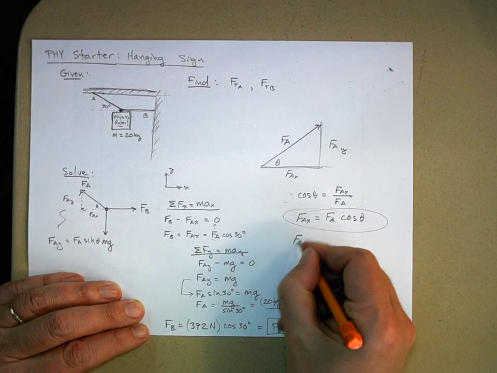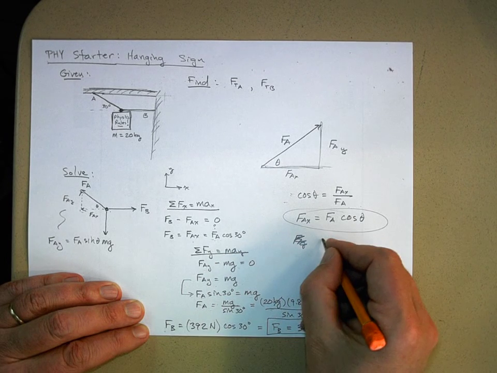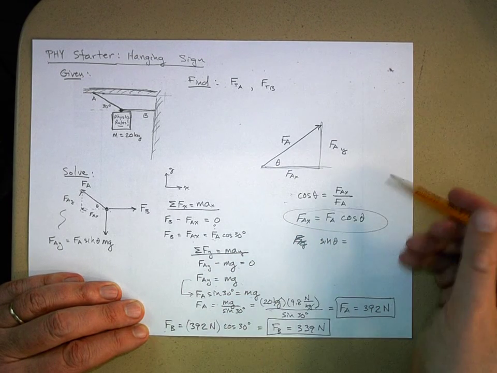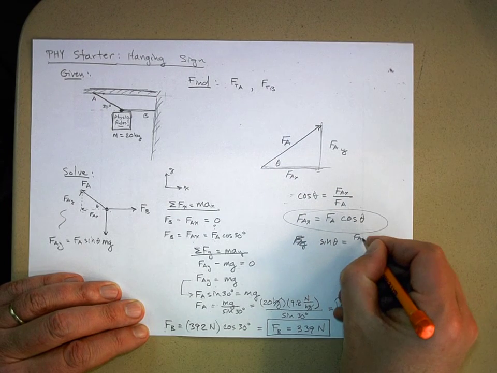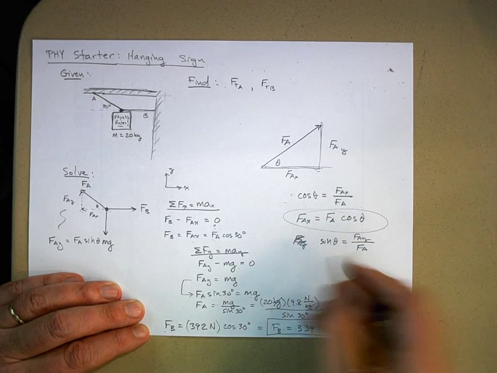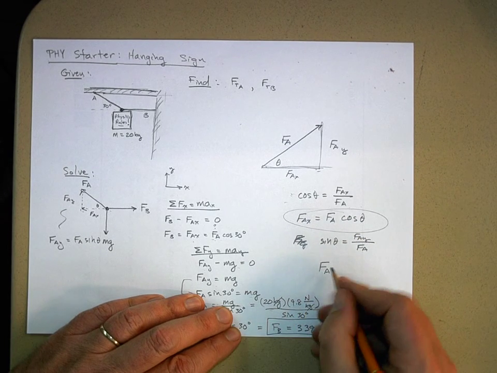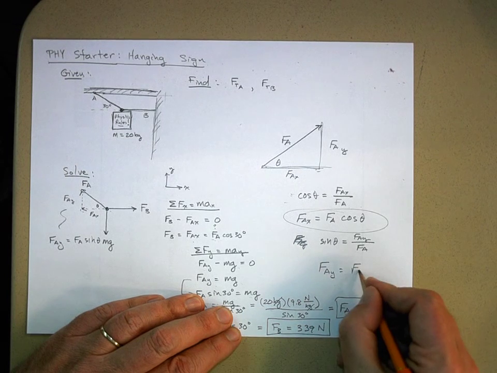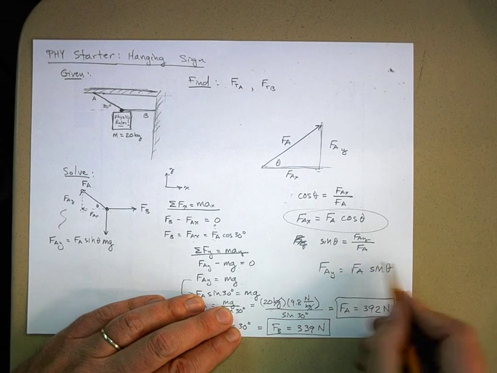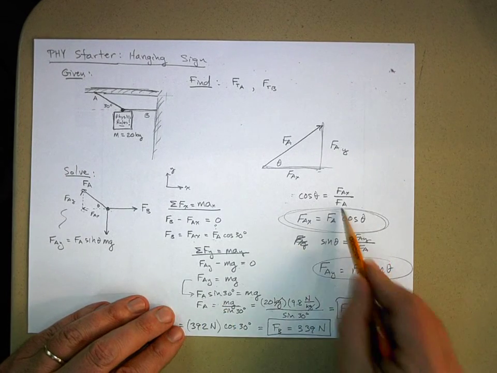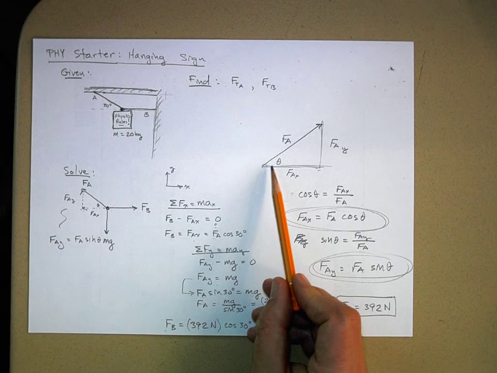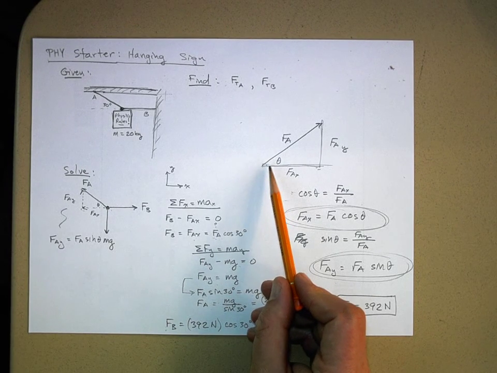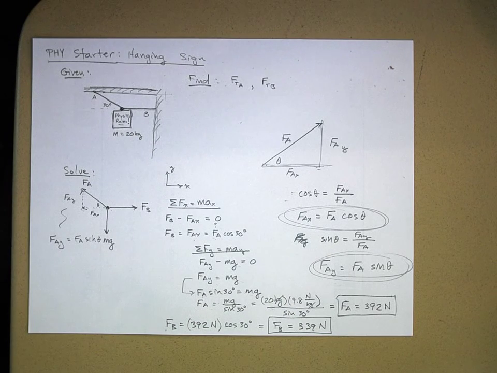And for FA in the y direction, sine theta, by definition, is the opposite over the hypotenuse. Well, in this case, the opposite is FA in the y over FA. And so FA in the y is equal to FA sine theta. Now, remember, these are determined by where the components are with respect to this angle right here. Sine is opposite over hypotenuse, cosine is adjacent over hypotenuse.